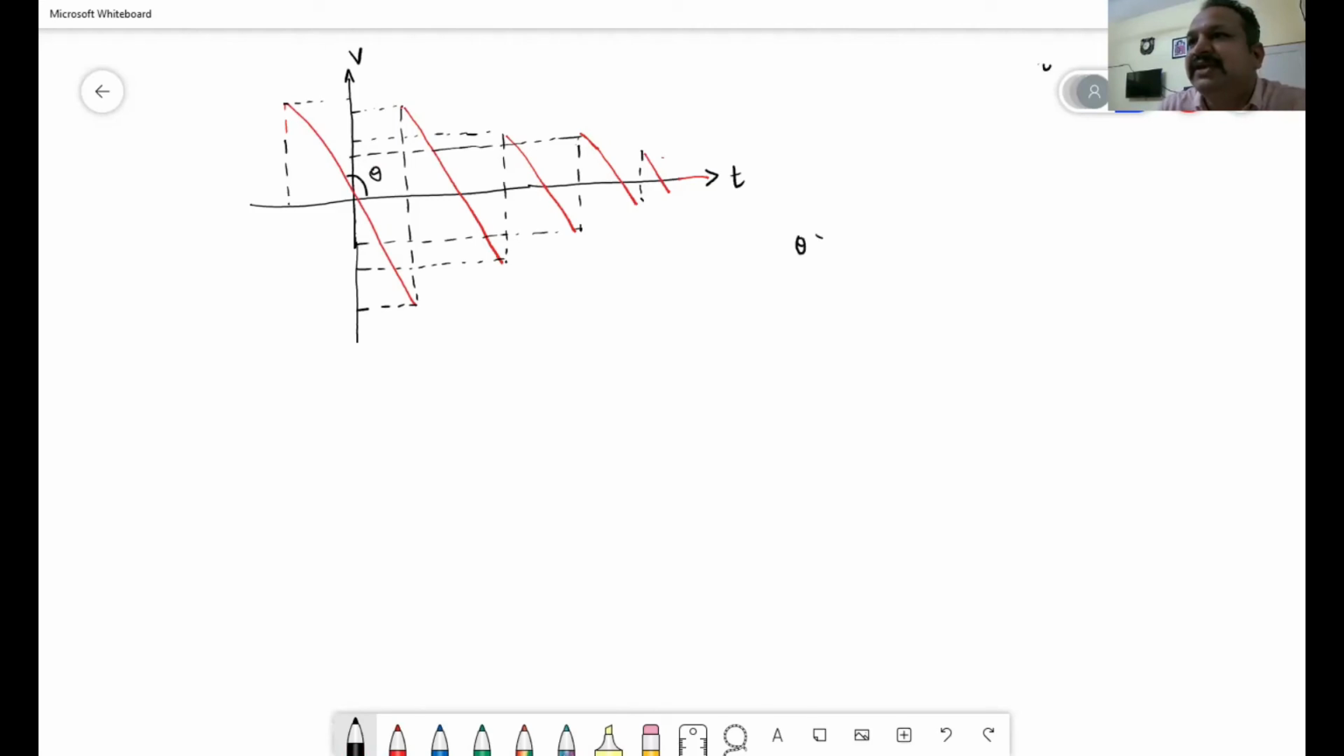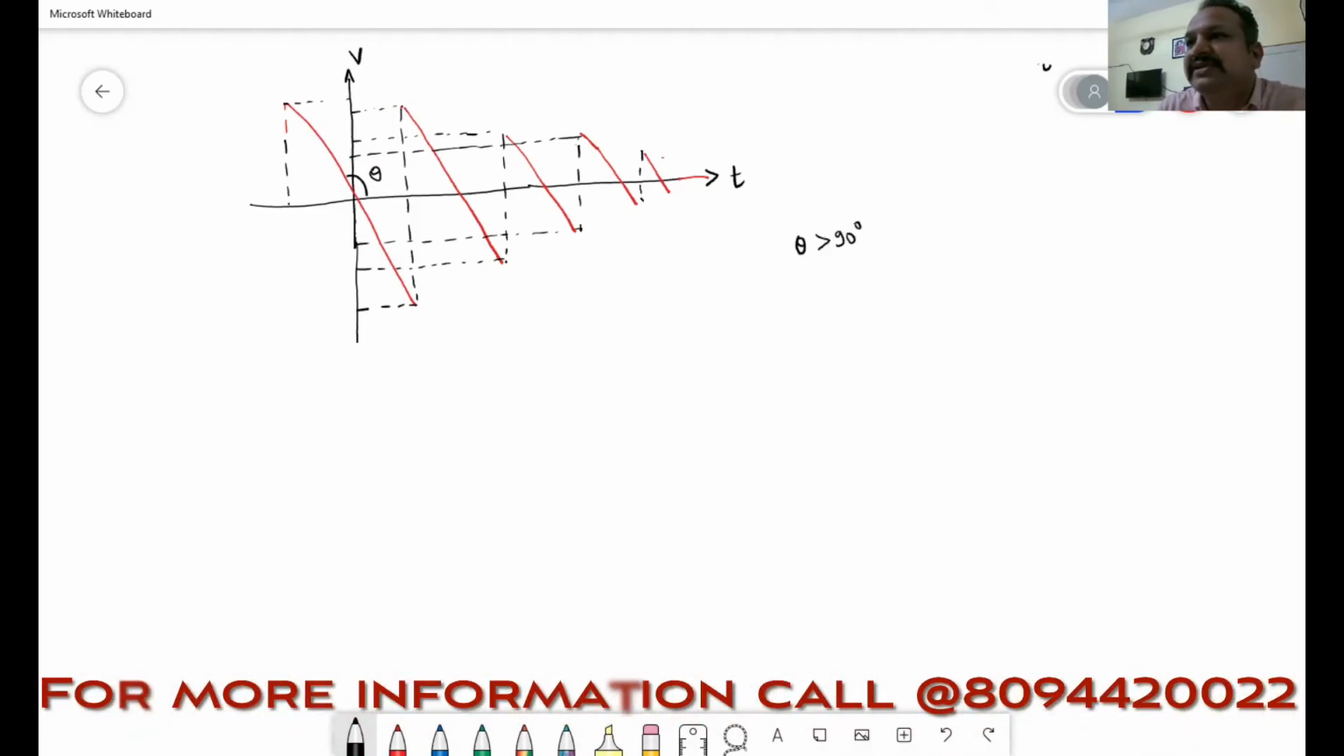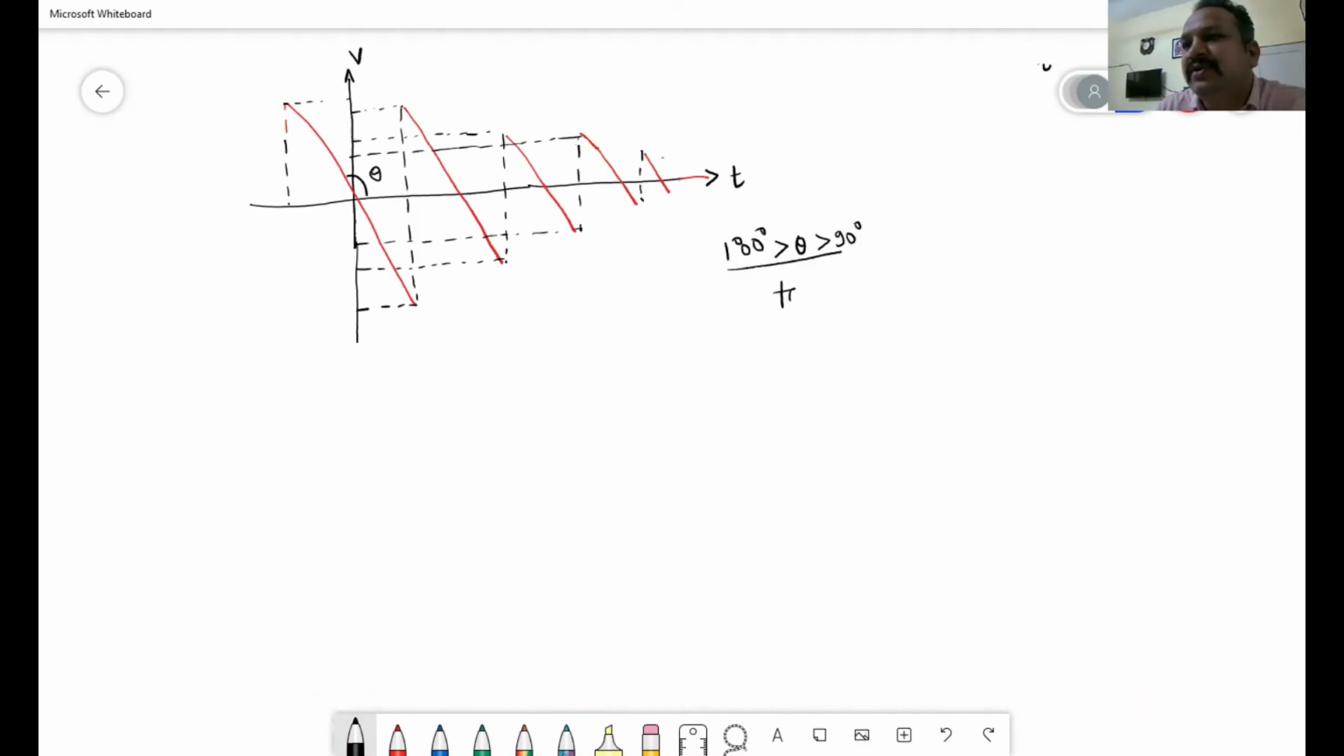This theta is greater than 90 and less than 180. So now the value of tan theta will be negative. Just assume that at this point the velocity is positive and this velocity is highest. So if I throw a ball upward with some velocity, and this is the highest velocity, V0 I am taking.